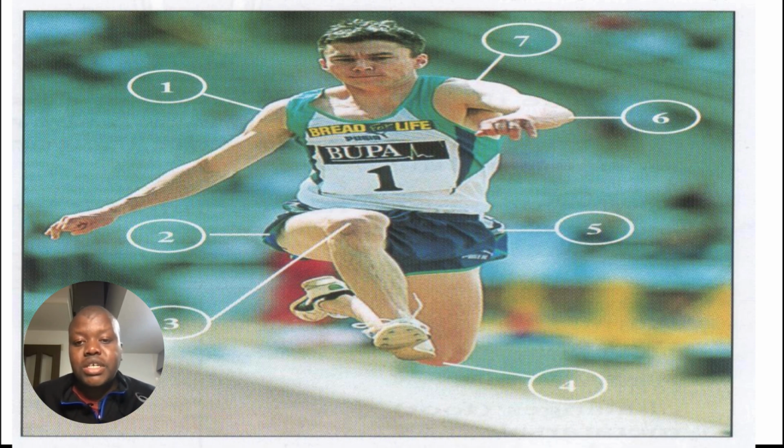Then number three is a hinge joint. Number four is a hinge joint. Number five is a ball and socket joint. Number six is a hinge joint. Number seven is a ball and socket joint.